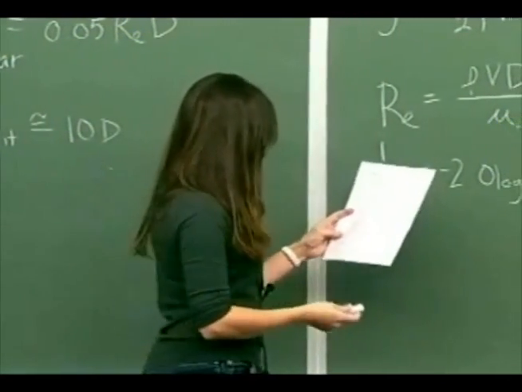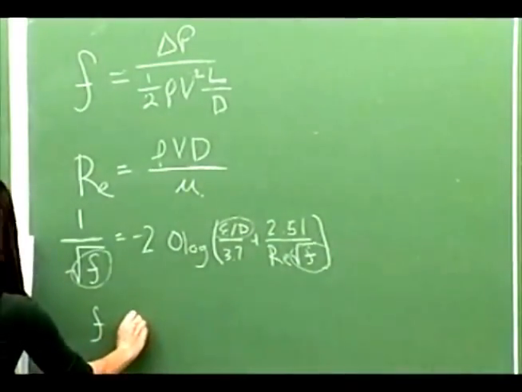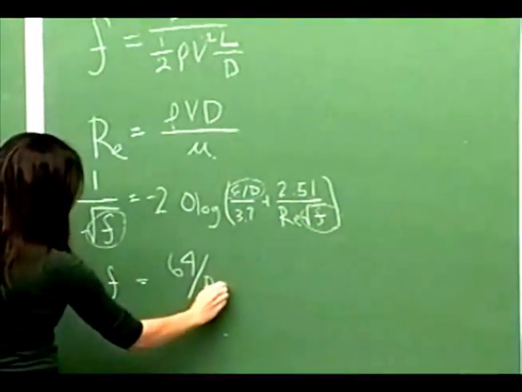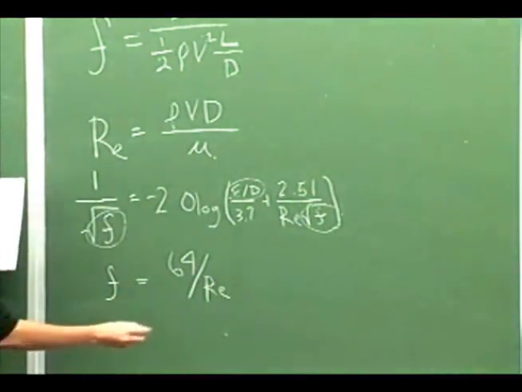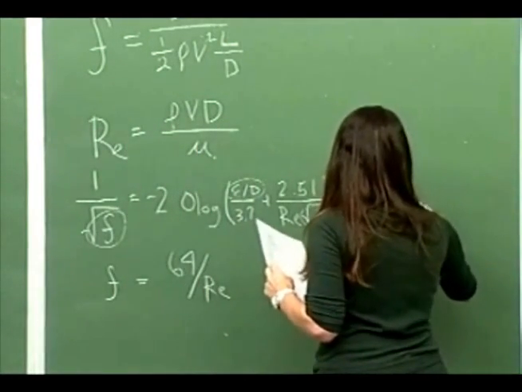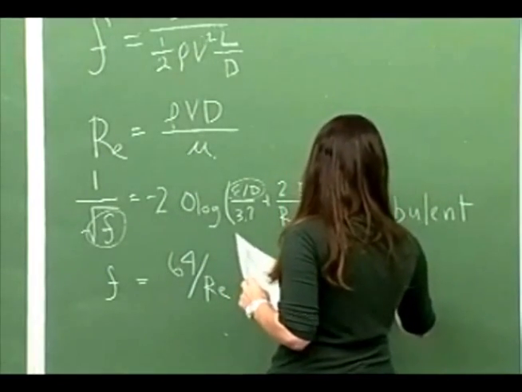For laminar flow, the theoretical friction factor is calculated based only on your Reynolds number. So this is for turbulent flow. And this is for laminar flow.